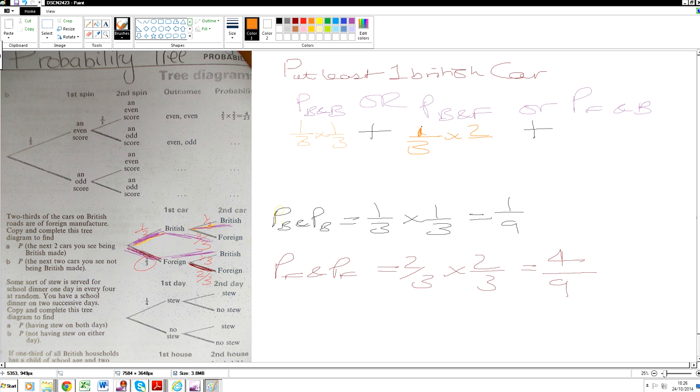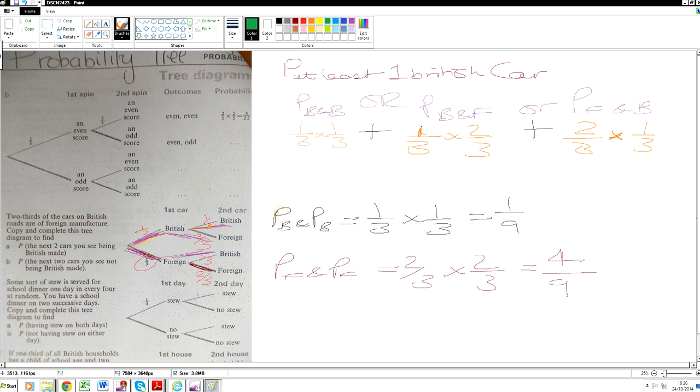1/3 and 2/3. Okay, and probably foreign and British will be this one here. 2/3 and 1/3. And what's the "and" mean, Abdullah? Again? And means? Look over here, I've just done it there. And means times. 2/3, what is 2/3 times by? 1/3. Okay, off we go.